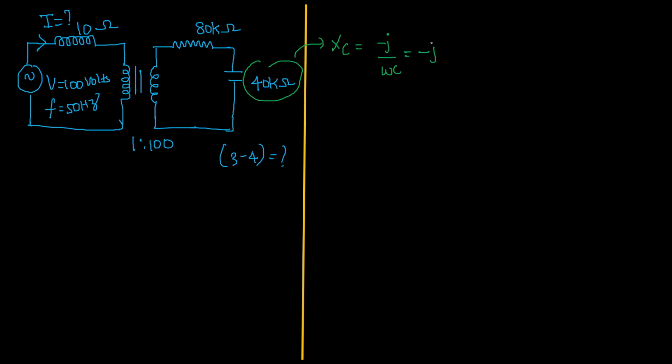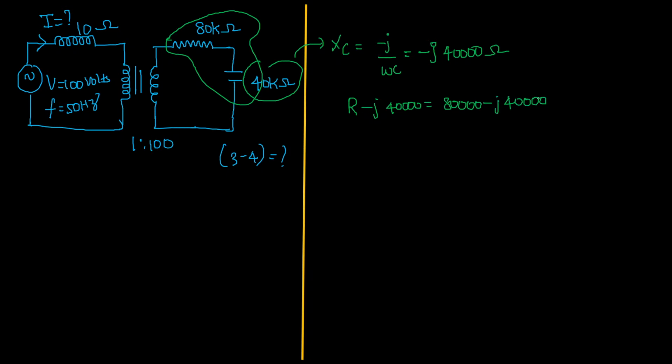So this can be written as minus j times 40 kilo ohm, or we can say 40,000 ohm. Resistance is given as 80 kilo ohm or 80,000 ohm. Fine sir, both are connected in series. So we can directly add them: R minus j times 40,000. R value we know is 80,000. So the total value can be written as 80,000 minus j 140,000. This is the total impedance available at the secondary side.